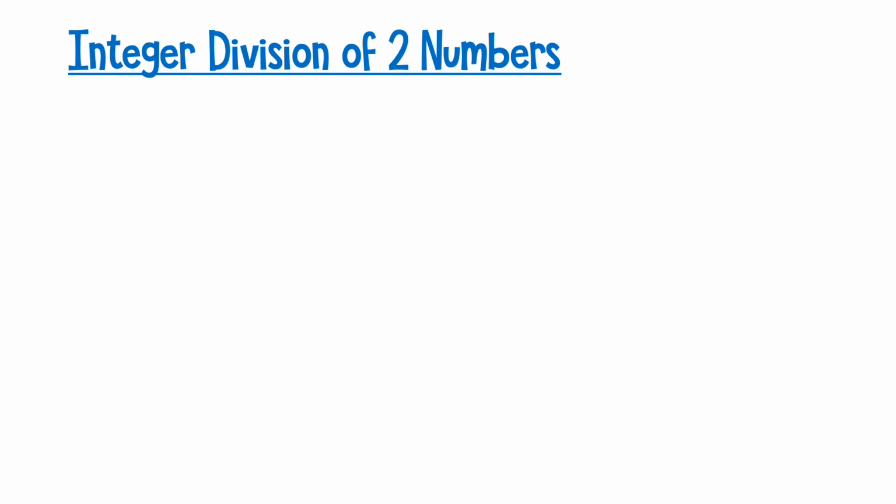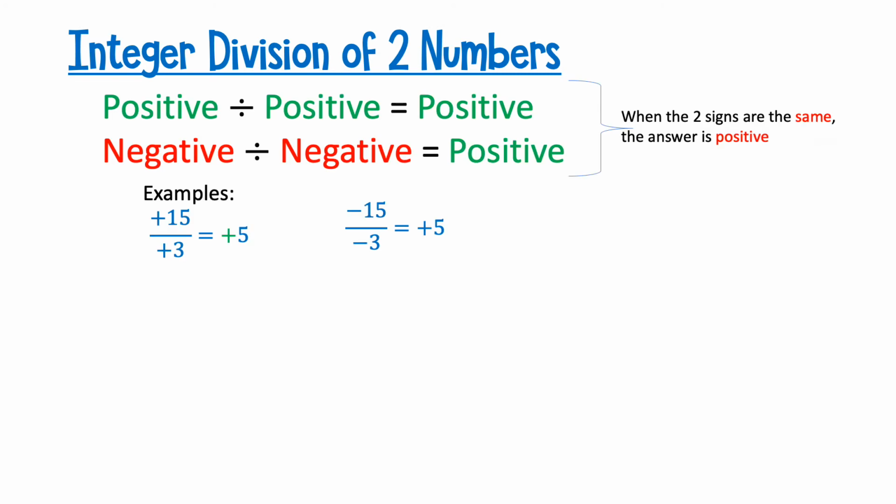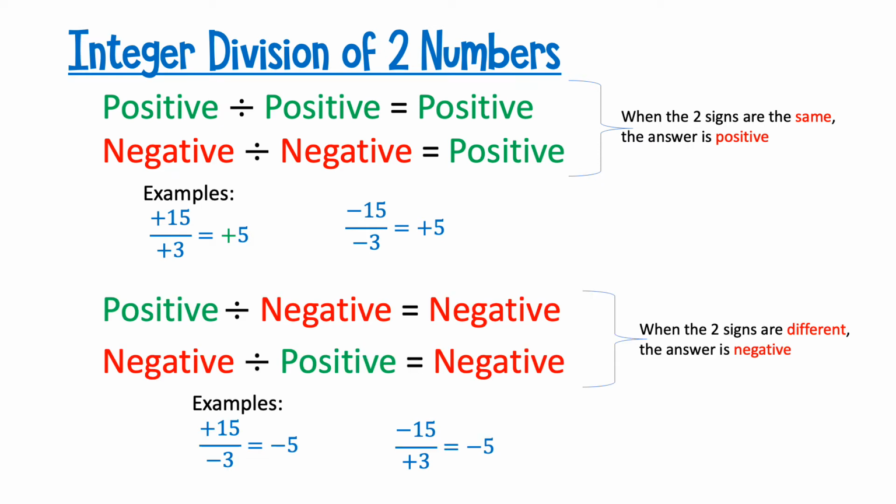If you have division of two numbers, the rule is the same. When the signs are the same, the answer is still positive. Positive divided by positive is positive. Negative divided by negative is positive. However, if the signs are different, the answer is negative. Positive divided by negative is negative, and negative divided by positive is also negative. So just remember that when you have two numbers and the signs are the same, the answer will be positive. If you have two numbers and one of those numbers is negative, the answer will be negative.